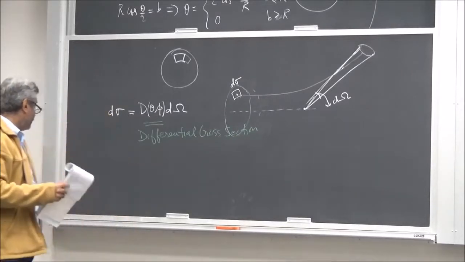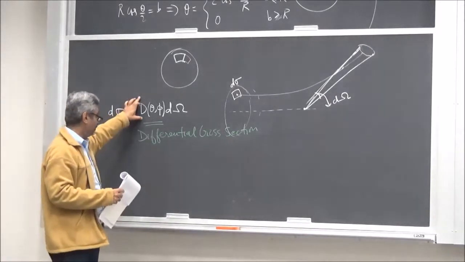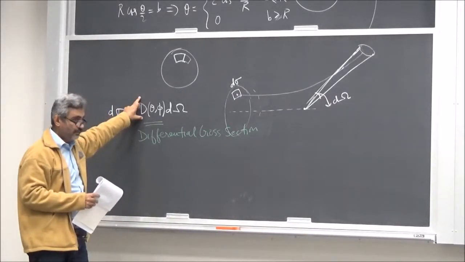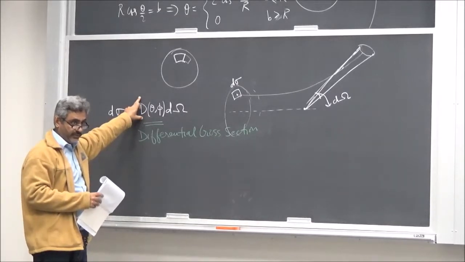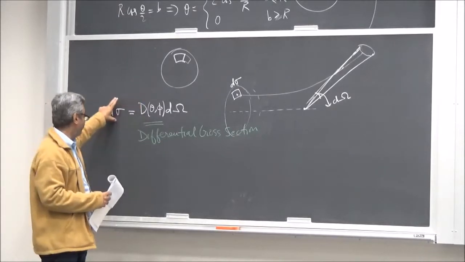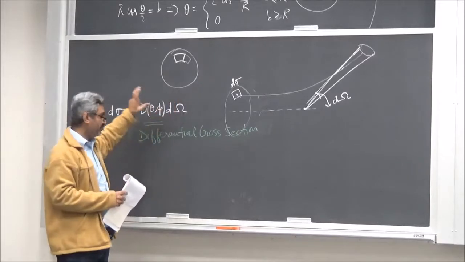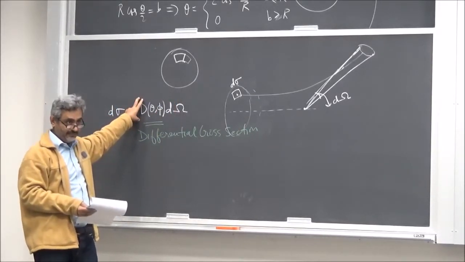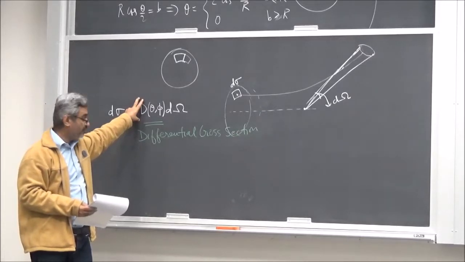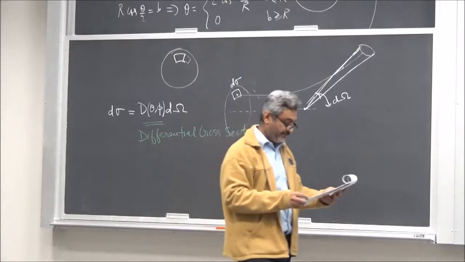What are the dimensions of D? It should be dimensionless, right? Why should it be dimensionless? This is an area and this is an angle. So this should have dimensions of area. This is an area. So the differential cross section has dimensions of area.